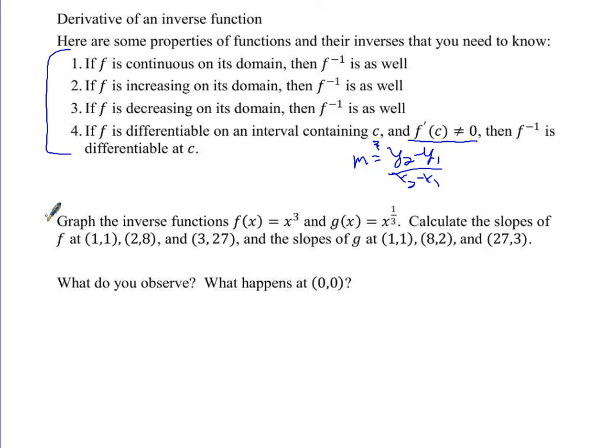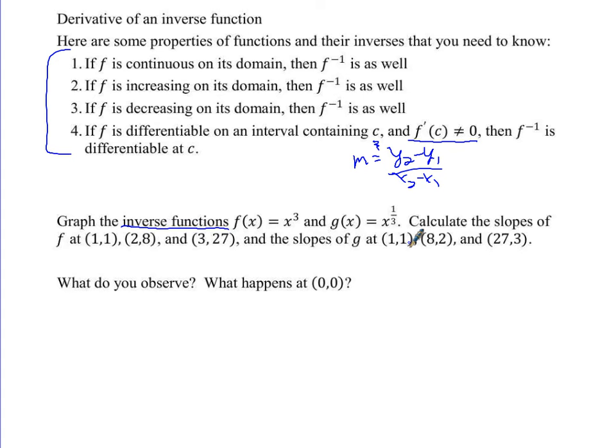Okay, let's take a look at this problem. Graph the inverse functions f of x equals x to the third and g of x equals x to the 1/3. I'm actually telling you that they're inverse functions. Then we're going to calculate the slopes of f at these ordered pairs and the slopes of g at these ordered pairs. First, what do you notice about these ordered pairs? Yeah, f and g are inverses of each other, and the ordered pairs I'm giving you are all traded from here to here. I swap the x and the y.